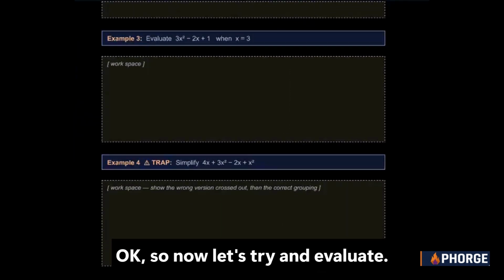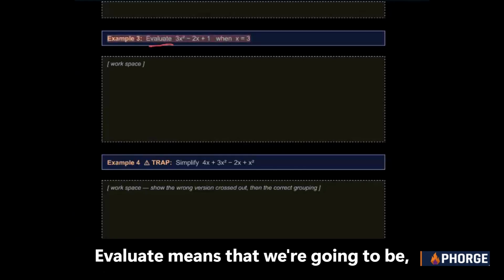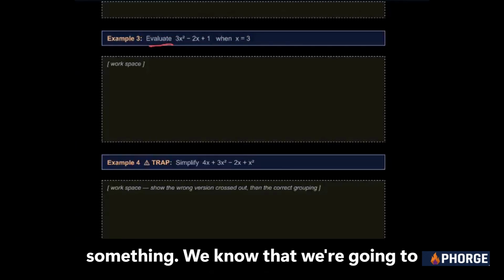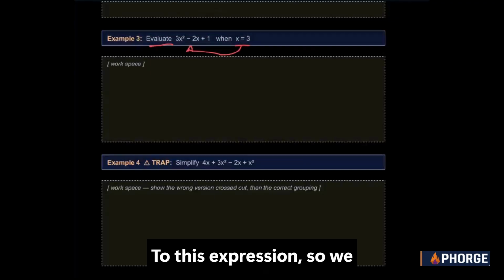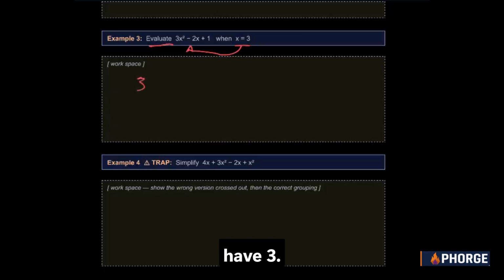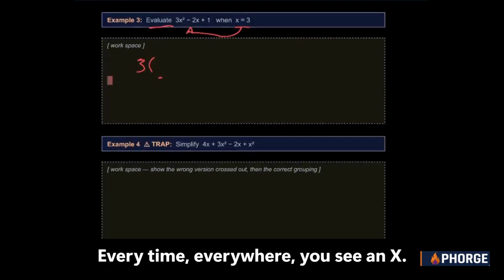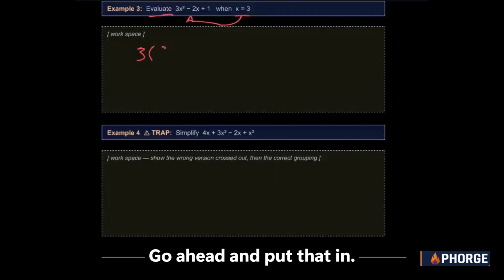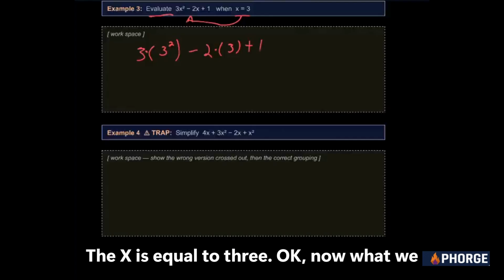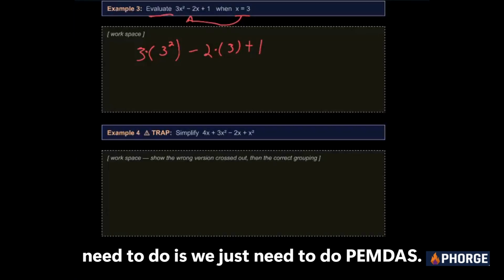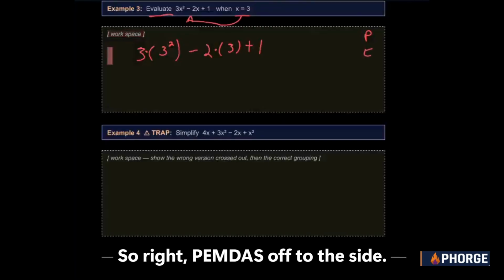Okay, so now let's try and evaluate. Evaluate means we're going to have x equals to something. We know that we're going to have to plug this in to this expression. Everywhere you see an x, go ahead and put that in. The x is equal to 3. Okay, now what we need to do is we just need to do PEMDAS. So write PEMDAS off to the side.